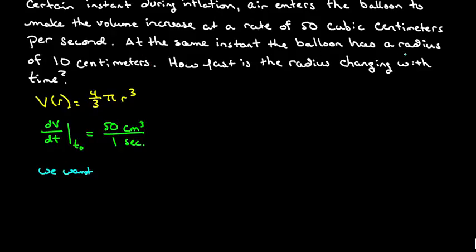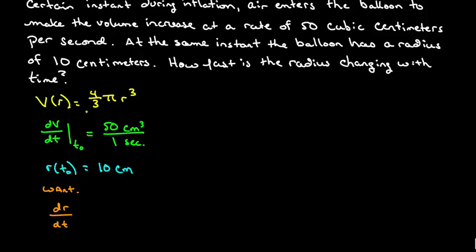At the same instant, the balloon has a radius of 10 centimeters. So the radius at time t sub naught is equal to 10 centimeters. We know that. Whoops, I'm sorry, I said we want. Hang on. We know this. Let me move this up. So we know that the radius at exactly time t naught is equal to 10 centimeters. Now the question says, how fast is the radius changing? What is the rate of change of the radius with respect to time? This is the guy we're looking for.